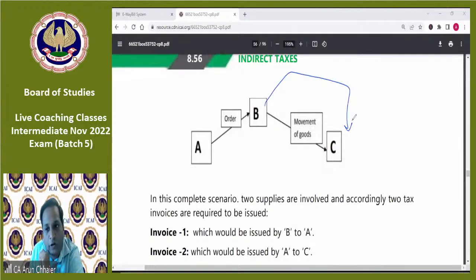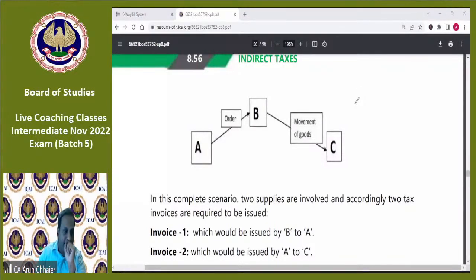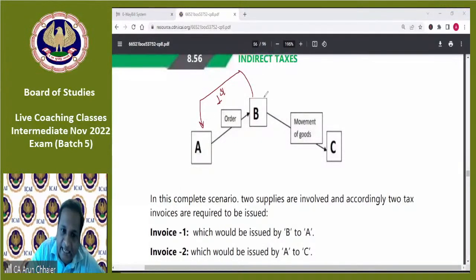So how would the goods be moved? From B to C directly. But can you tell me how many tax invoices there would be in this transaction? The first tax invoice is by B to A and the second tax invoice is by A to C.